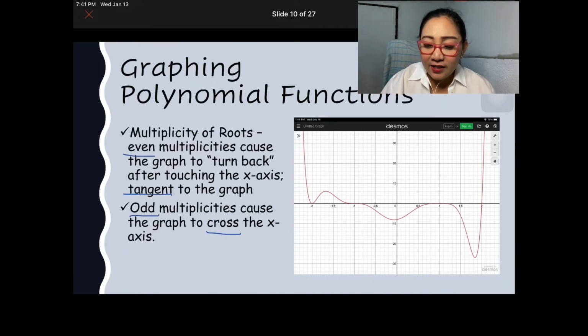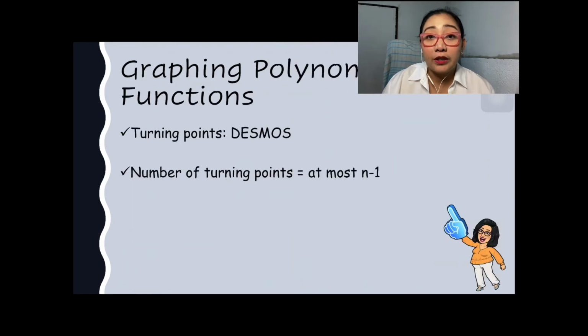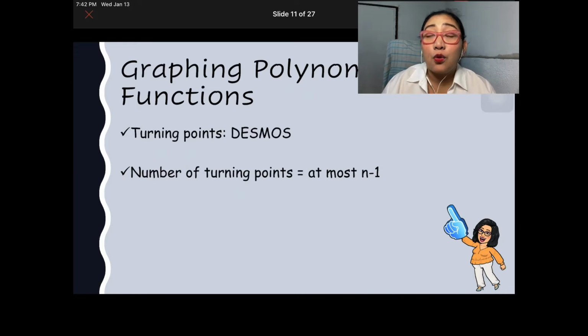Now, the fifth aspect is what we call the turning point or kung ilang beses nagbago ng direksyon ang ating graph. So, wala po tayong way para malaman exactly kung gano'ng karaming beses siya nag-change ng direction, but we can know the maximum number of turning points. So, how do we do that? We will look into the degree of our polynomial. So, si degree ulit. Okay?